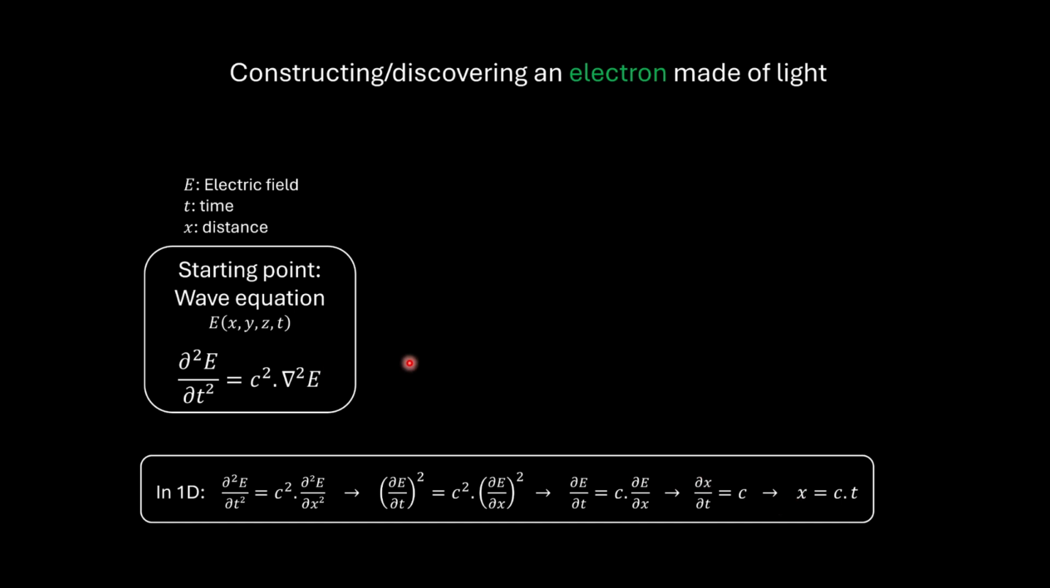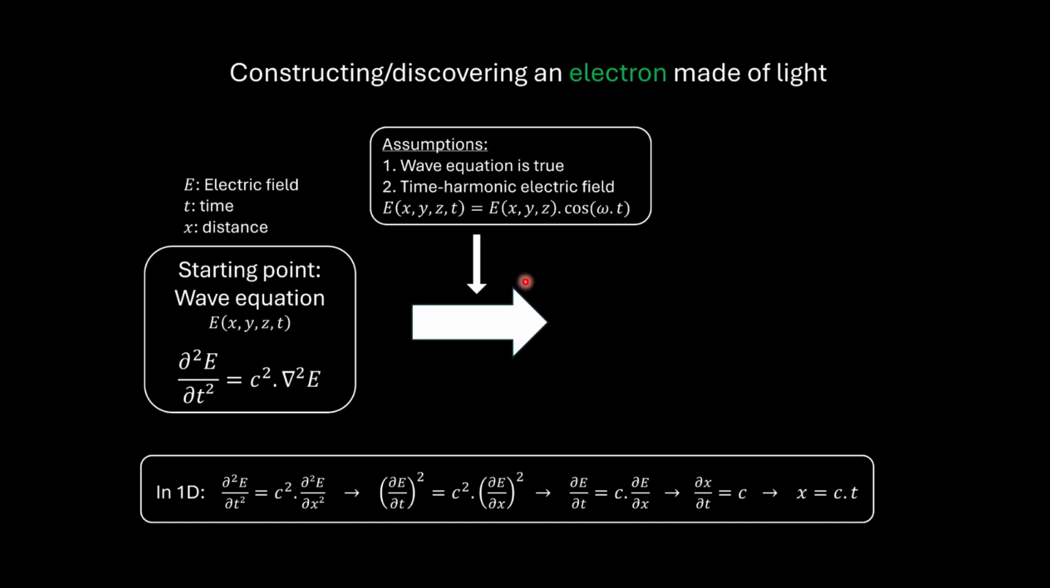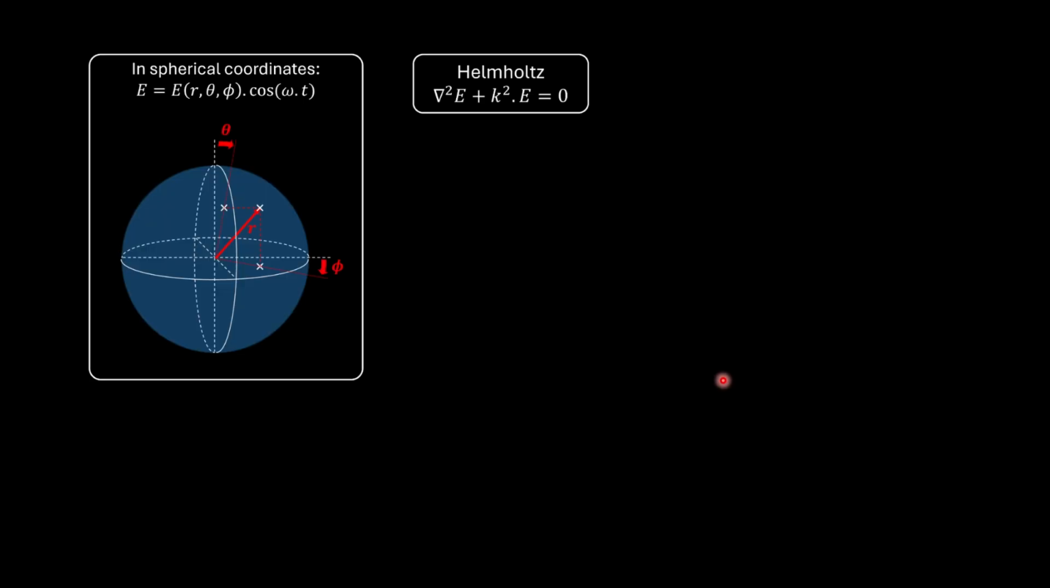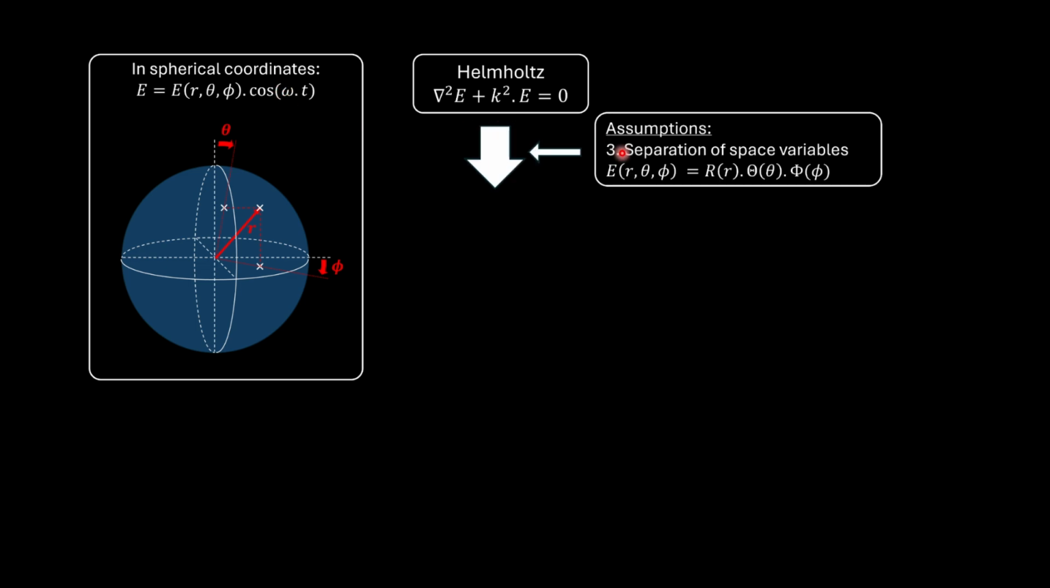Okay, seems reasonable. Now we saw that light is oscillating, so we write the electric field in that form. It comes out that the space component of the electric field verifies this simpler equation, the Helmholtz equation, with k defined like this. Remember, we want to organize light in little spheres to form particles. Then it seems natural to work in spherical coordinates, so instead of x, y, and z, we now have r, theta, and phi. We make a new assumption that we can separate space variables. It means that the influence of each variable on E is independent. I have a hard time visualizing what it means, so let's keep it there at independent.